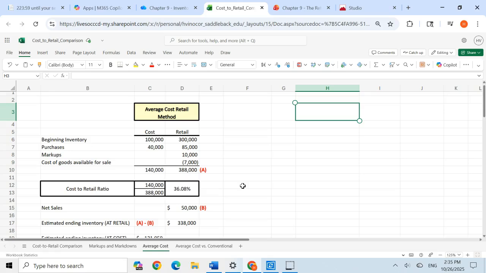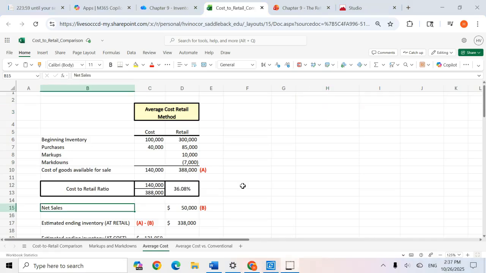So let's just go through this. This is the average cost retail method. And we'll start with our beginning inventory. It goes through our formula, beginning inventory. Now we have a cost and a retail column. We add our purchases, which is also a cost and retail. And then we have our markups and markdowns.